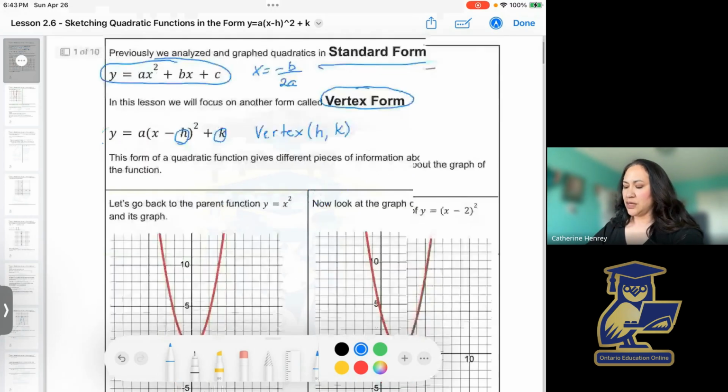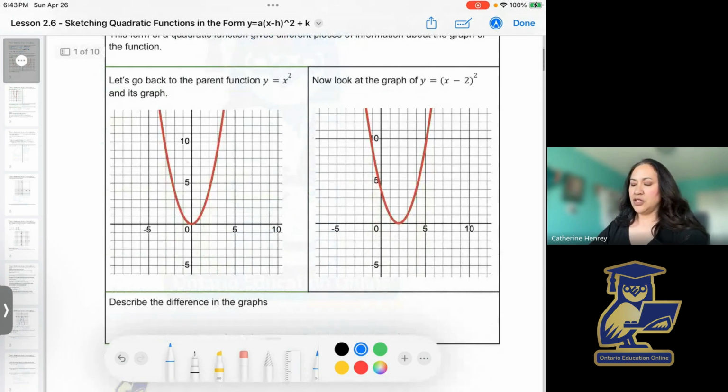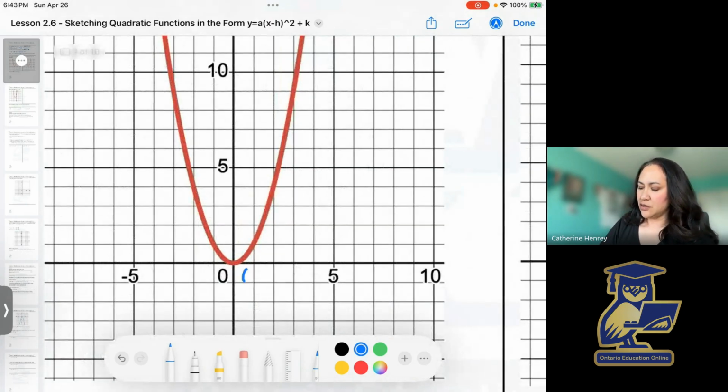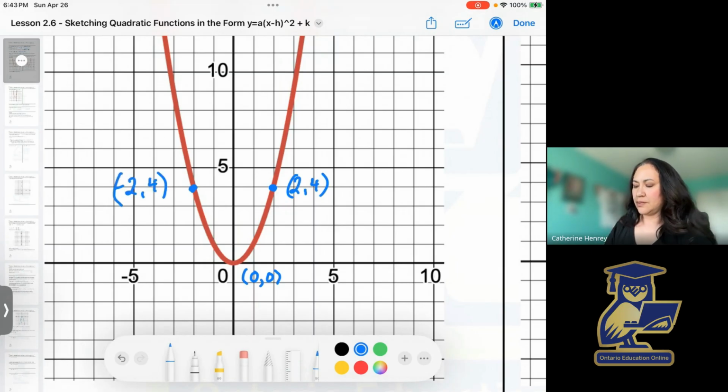All right, so let's take a look at the parent function y equals x squared and the graph. We know all of these characteristics already, but the vertex is at (0, 0). And let me pick another point, maybe here. This is (2, 4). And I'll plot, obviously, the other point too, so (-2, 4). So those are some key points from the parent function.